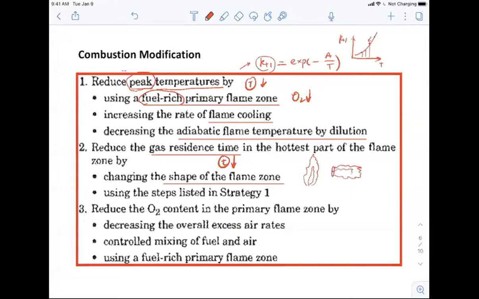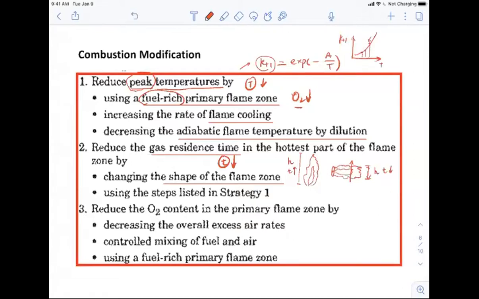So in this way, if you consider the air residence time, if the flame is vertical, then you're going to have a higher height and also a higher residence time. But if the flame is horizontal, then you're going to have a shorter height and also a shorter residence time. And you could also use the steps listed in strategy 1, for example, add more oxygen into the reaction here to reduce the temperature and also reduce the residence time.